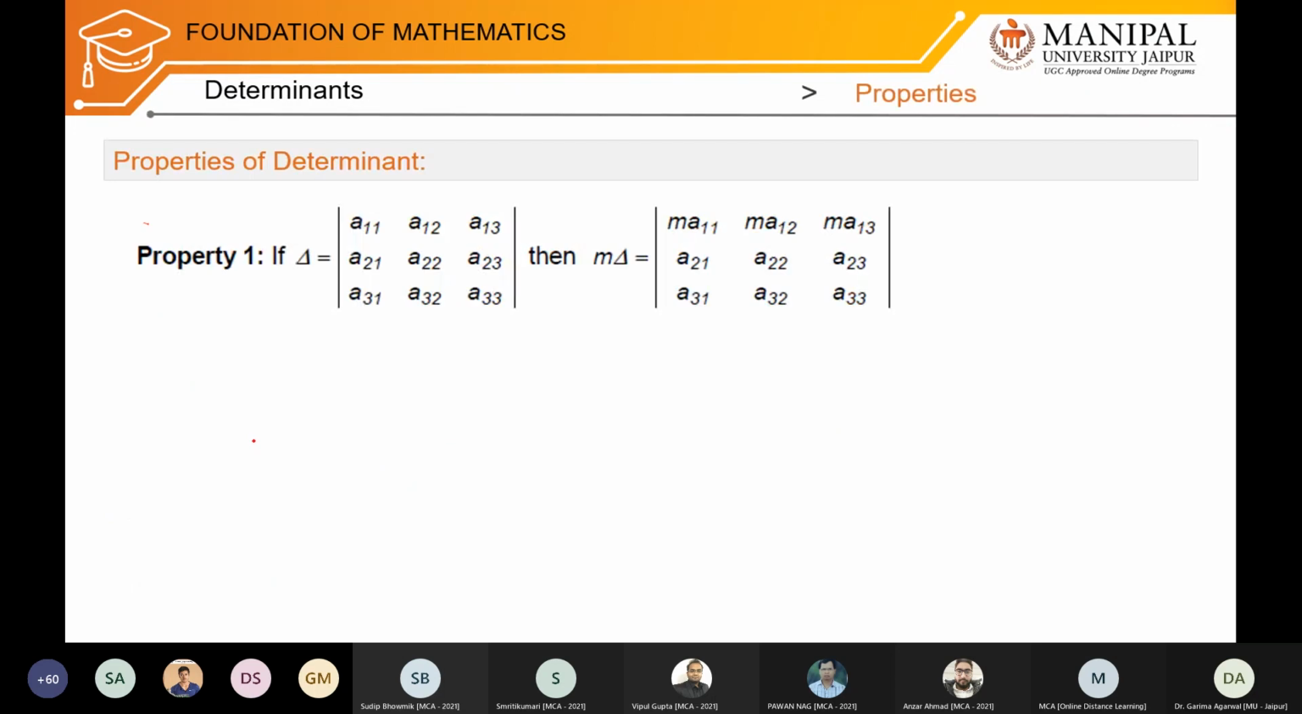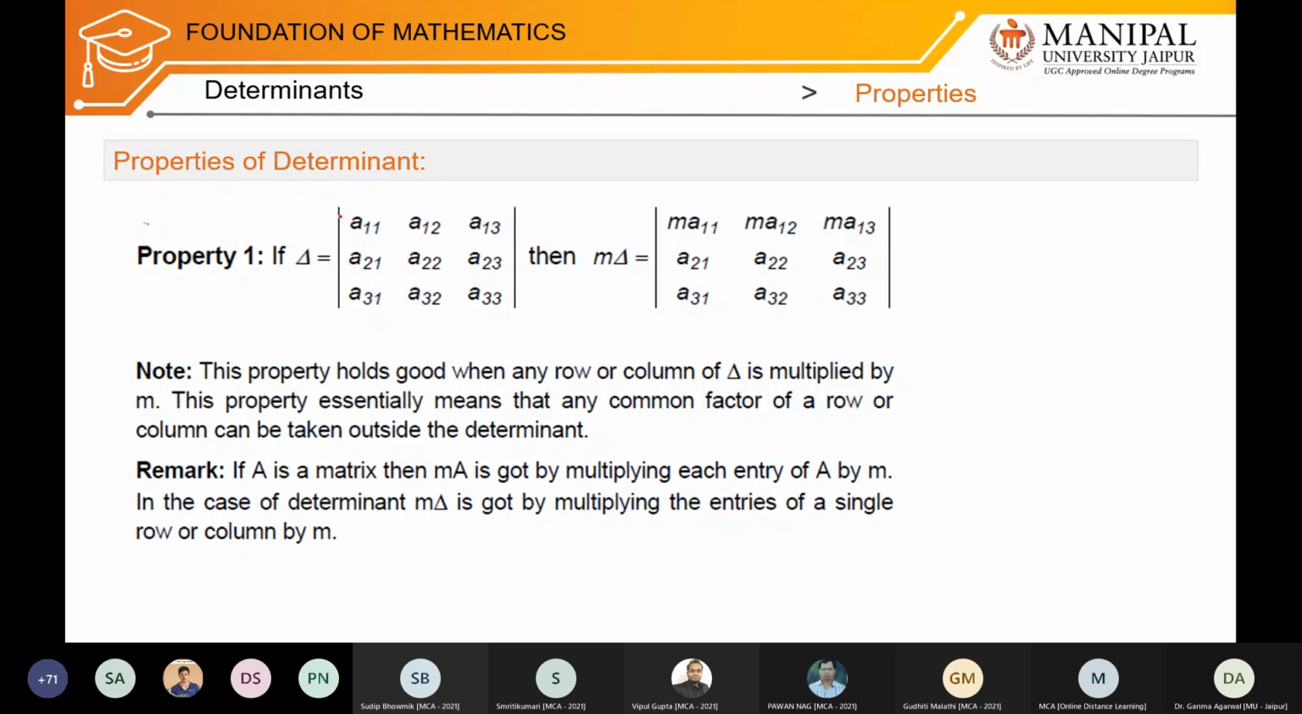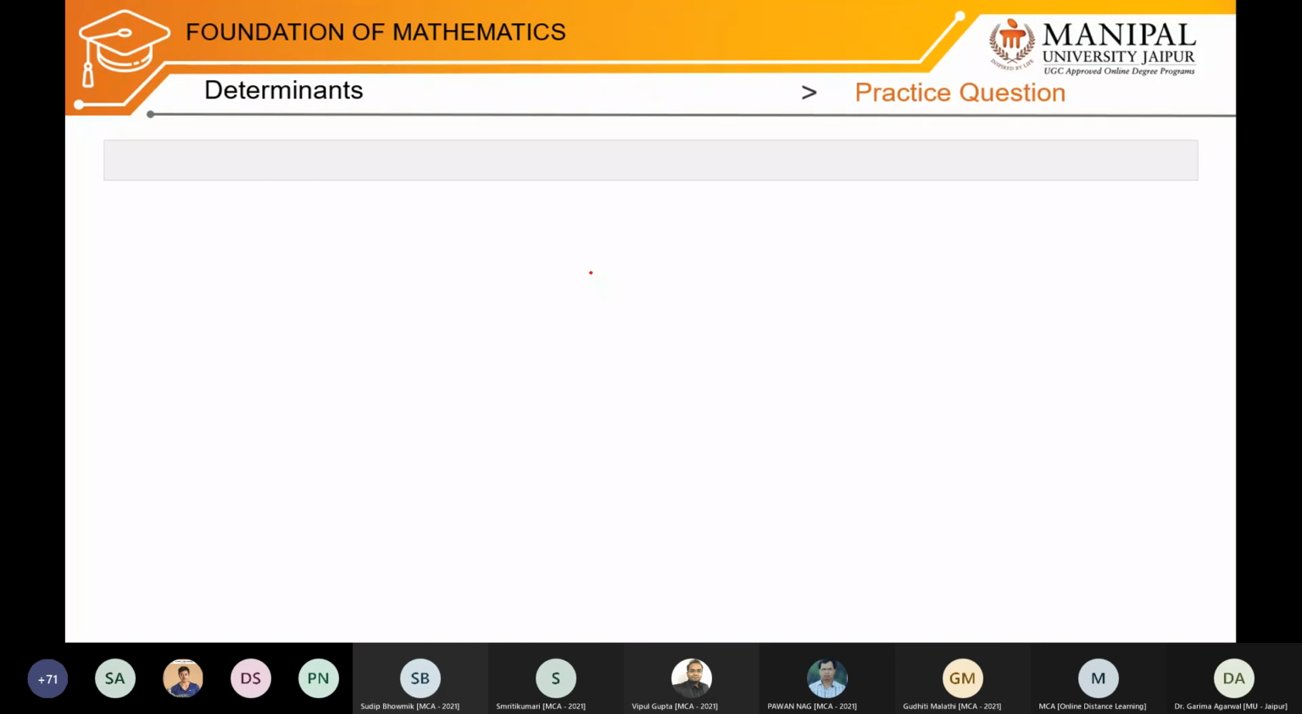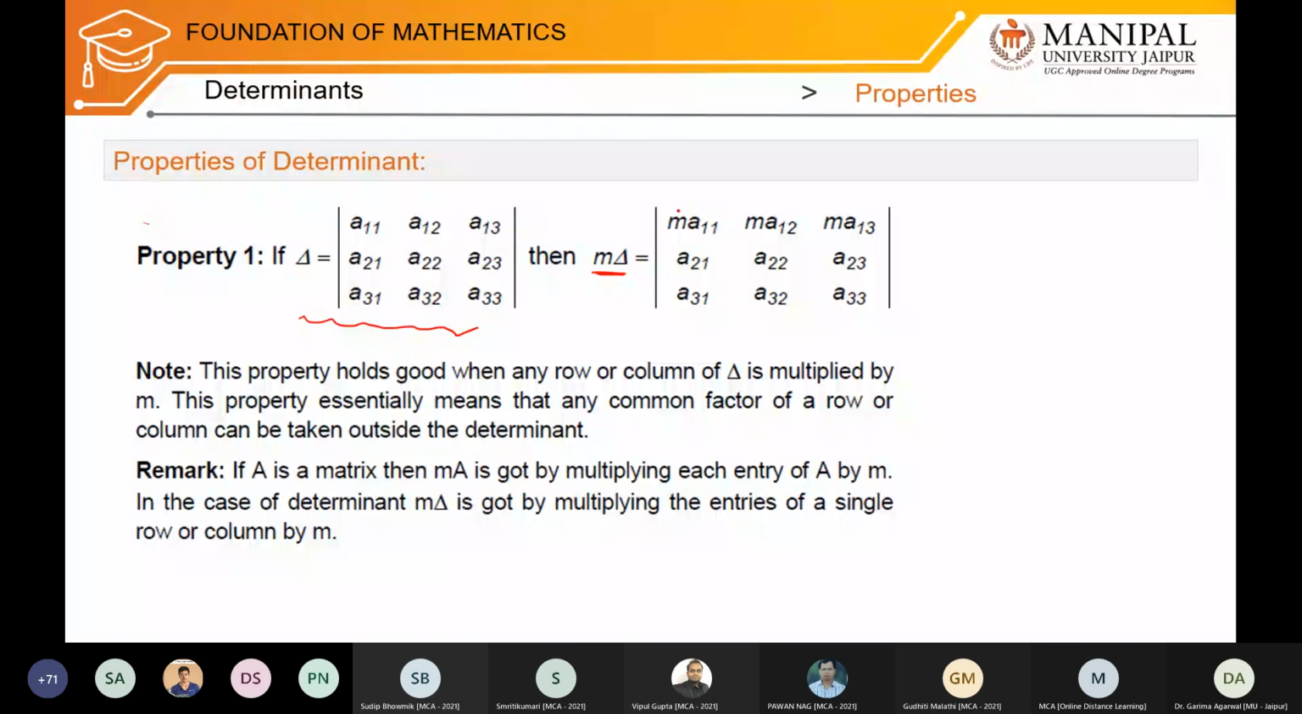Now, properties of determinant. Let's say we have a determinant delta like that. If we multiply this determinant with m, that means we need to multiply any one row of this determinant with m. You can multiply the first row with m, or the second row with m, or the third row with m. Right? Similarly, you can do it for a column.